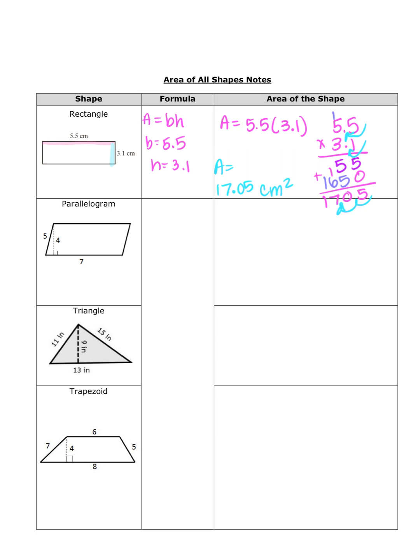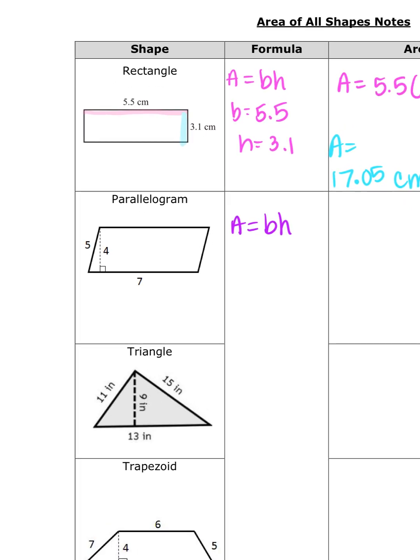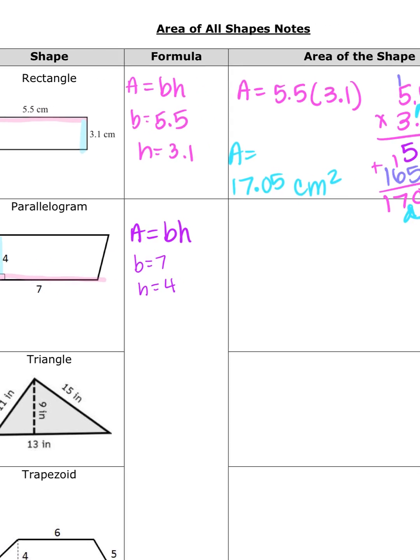Now we're going to look at parallelogram. So I want you to look at that reference sheet and see what the formula is. Take the time, even if you think you know it, just look at it and write it. It says area equals base times height. Now remember, your base and height have to make that right angle. So I see a little symbol for right angle. That's where this height and this base meet. So that means my base will be 7 and my height is 4. So that makes it pretty simple.